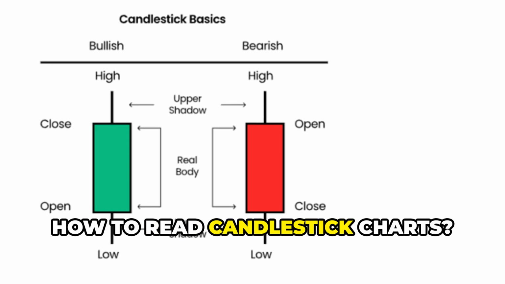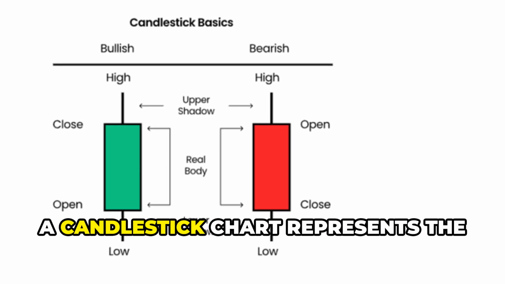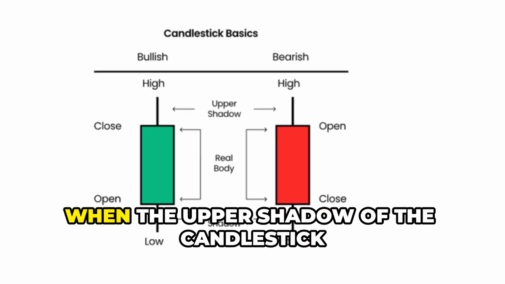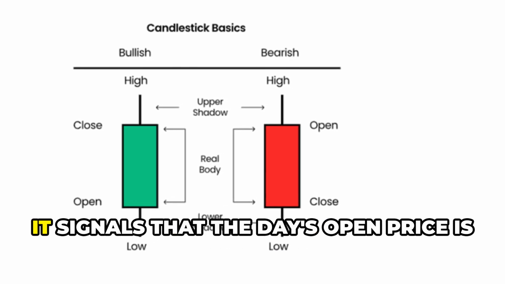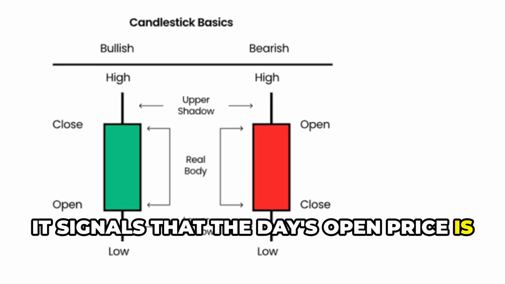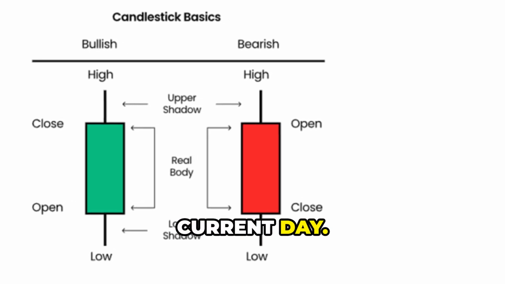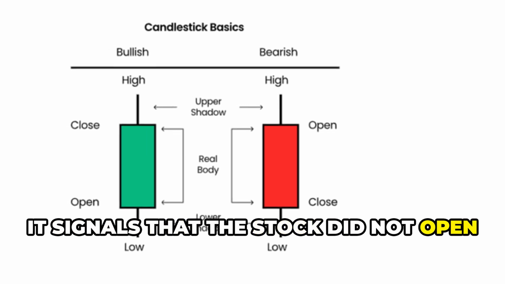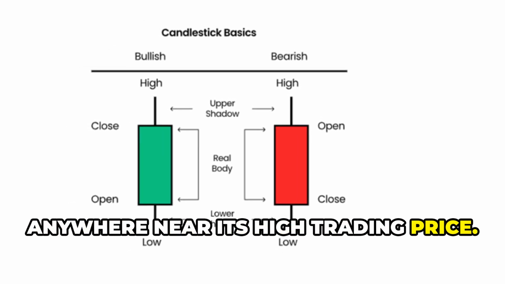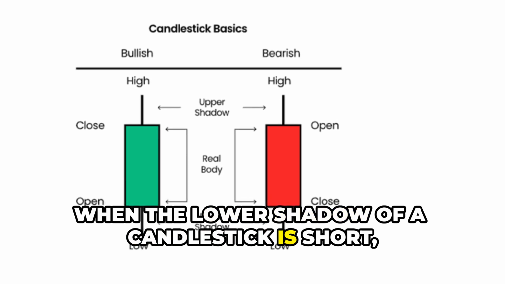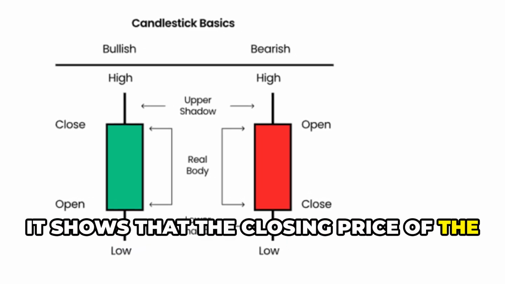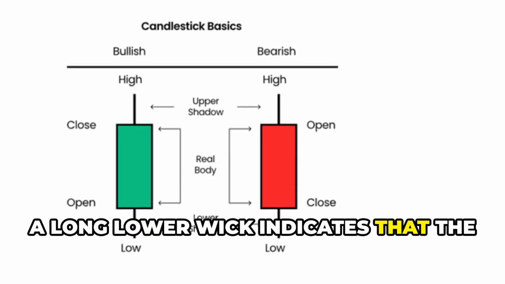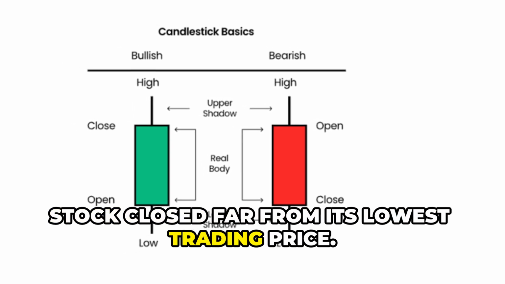How to read candlestick charts. As understood earlier, a candlestick chart represents the relationship between the stock closing, opening, high and low price. When the upper shadow of the candlestick is short, it signals that the day's open price is near the highest price level of the current day. However, if the upper wick is long, it signals that the stock did not open anywhere near its high trading price. When the lower shadow of a candlestick is short, it shows that the closing price of the stock was near its lowest price level. However, a long lower wick indicates that the stock closed far from its lowest trading price.